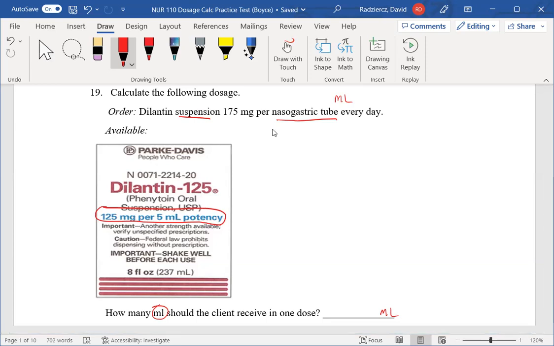All right. So my order is 175. My available is 125. Don't forget your quantity, 5 milliliters. So I'm going to take 175 times 5 divided by 125, and I'm going to get an answer of 7. With an answer of 7, I don't need to round it. I don't need to do anything. Don't write 7.0. Leave it at 7.